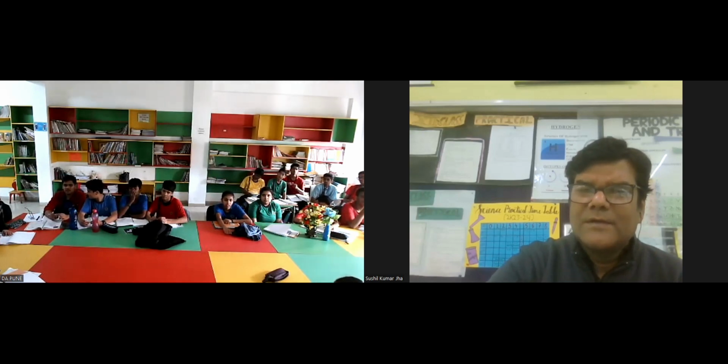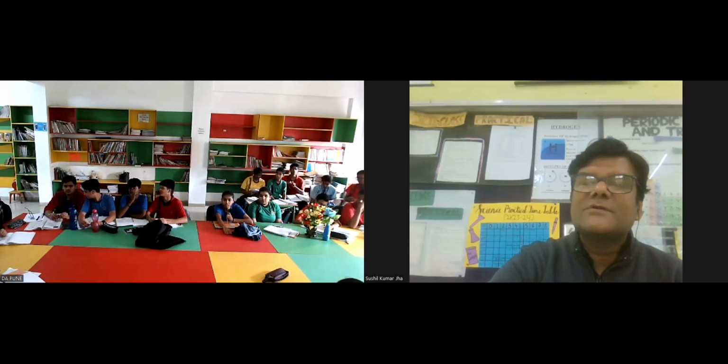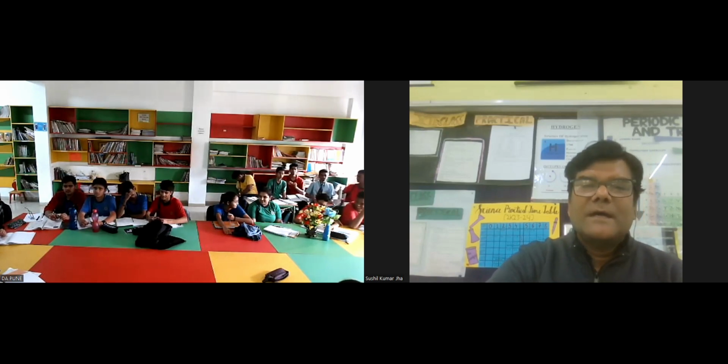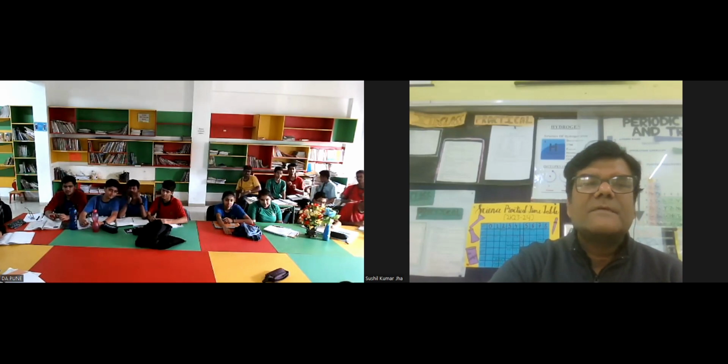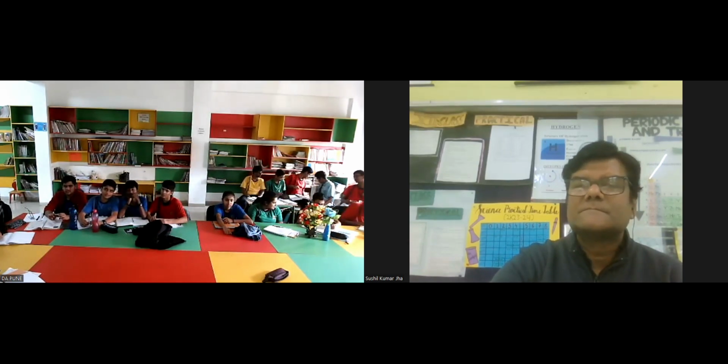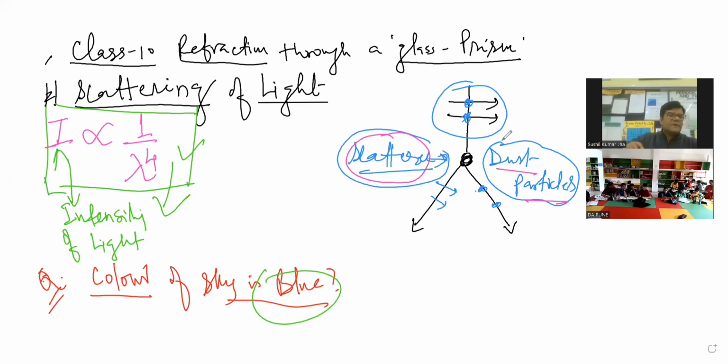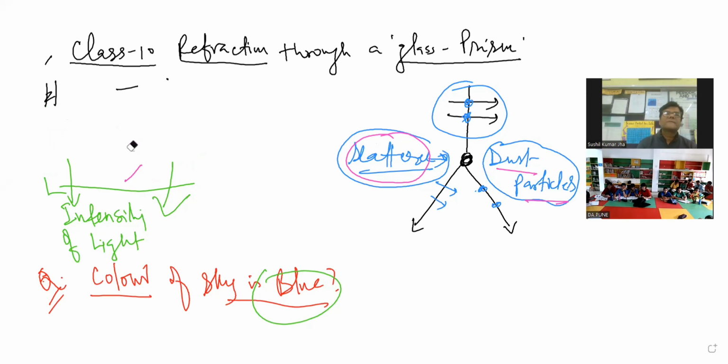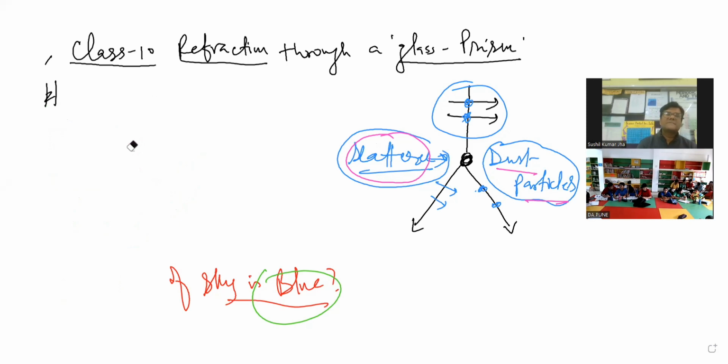Doubt about rainbow formation. Yes. Again, good question. I'm showing it with the help of the diagram. When we talk about rainbow, what we drew a few minutes back was the refraction through a glass slab, or refraction through a glass prism.